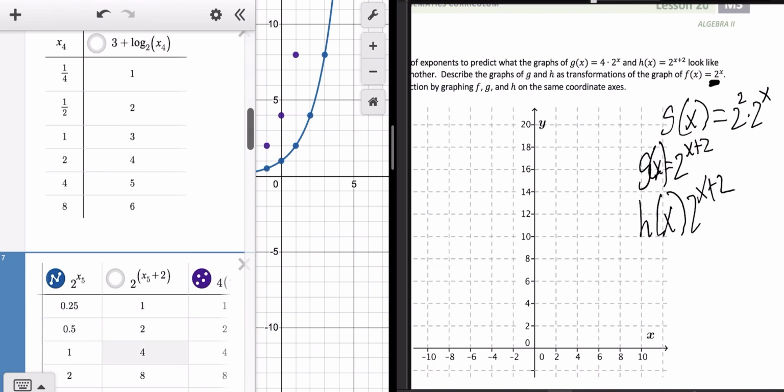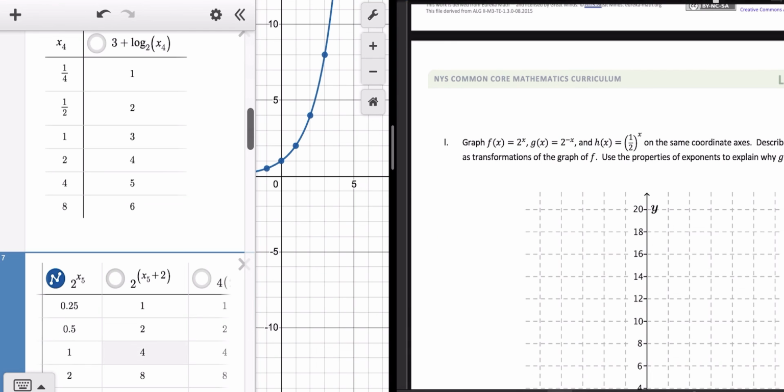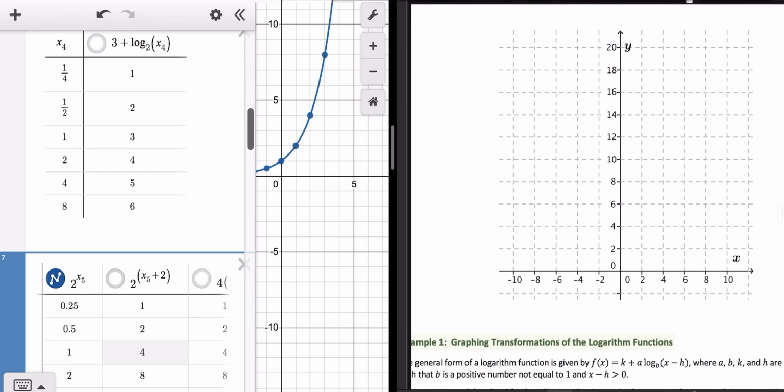If we use our exponent rules, log rules, whatever you want to call it, you're going to have the exact same g of x and h of x there. Okay. And let's call it quits for the day, and I'll work on the next one for tomorrow.